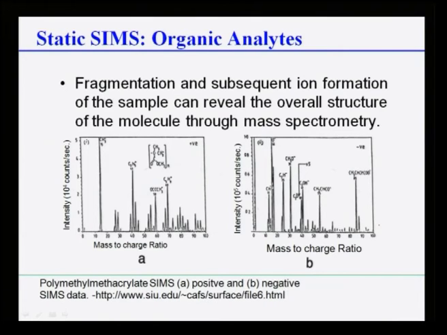To give you some results, this is taken from polyethylene methacrylate SIMS, both positive and negative SIMS data. See that you can detect different positive ions, such as C3H5 plus and similar fragments. And negative ions, if you use cesium or something which can create them, you can have these different negative ions: CH3O minus, C3OH minus, C2CH minus. So depending on the different positive and negative ions, you can detect all of them using static SIMS. Fragmentation and subsequent ion formation of the sample can reveal the overall molecular structure; through this mass spectroscopy it is possible to do.